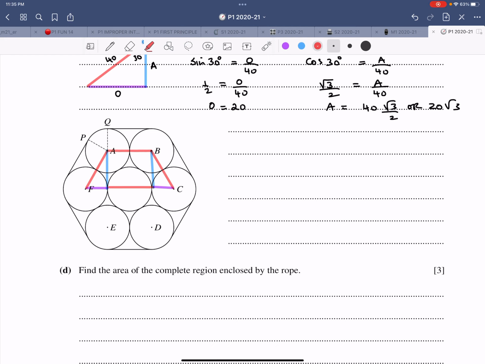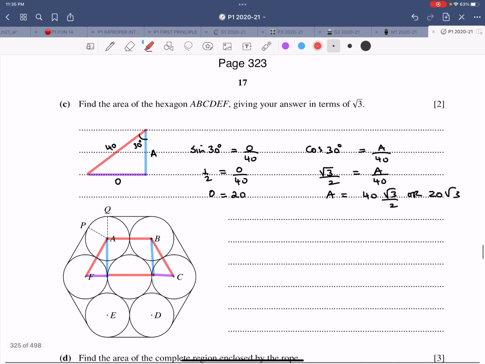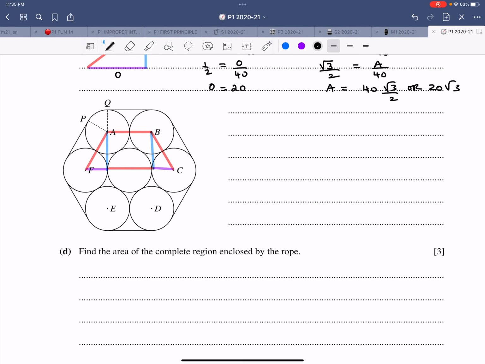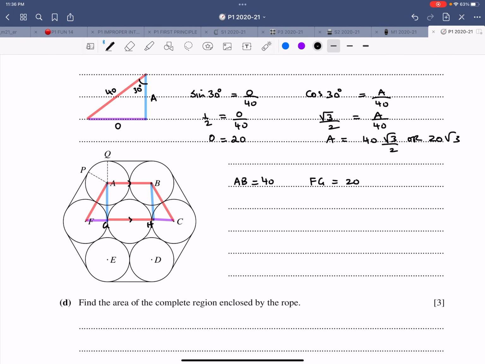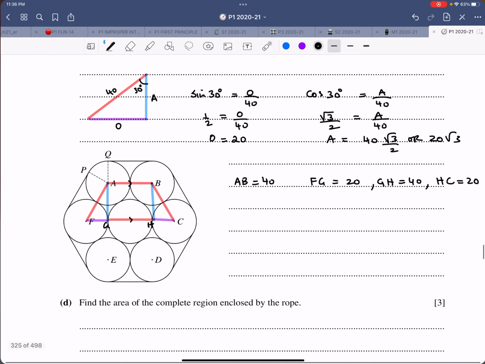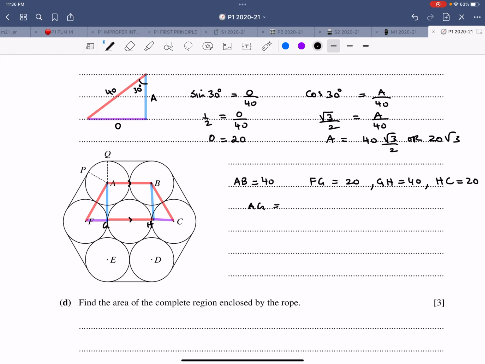Now look at this diagram. We are looking for area of this hexagon. I am thinking in terms of trapezium. These two sides are parallel. So AB is 40. And let me label this thing as G and H. FG is that opposite side. FG is this thing 20. And GH is again 40. And HC is again 20. And AG is 20 root 3. Got the idea?